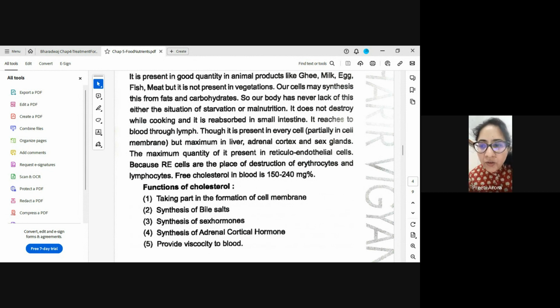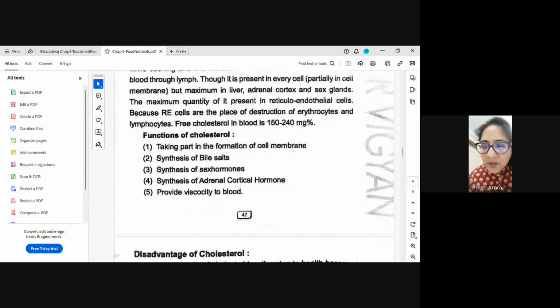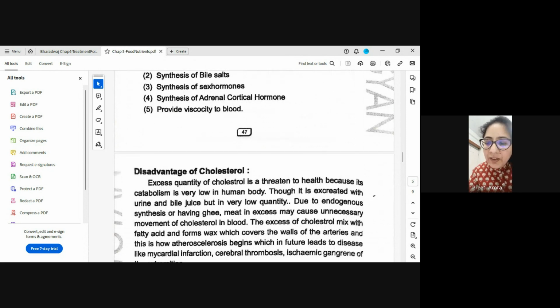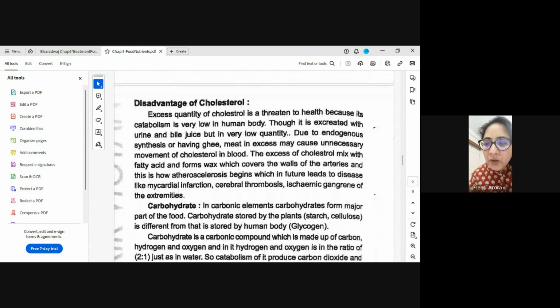The body throws out cholesterol in the form of urine or in the bile juice, but that is done in very low quantity. And high cholesterol raises the risk of cardiovascular diseases since it is mixed with fatty acids and forms a wax-like substance which covers the wall of your arteries. So when this wax gets deposited on your arteries, it will create blockages.